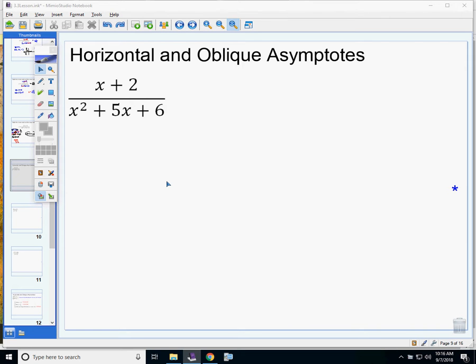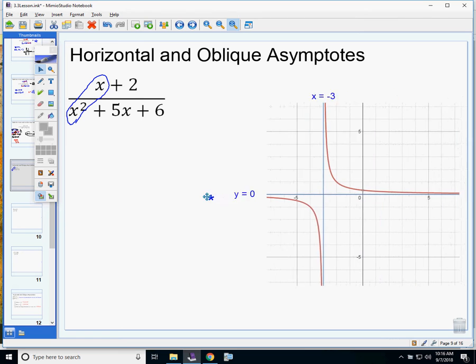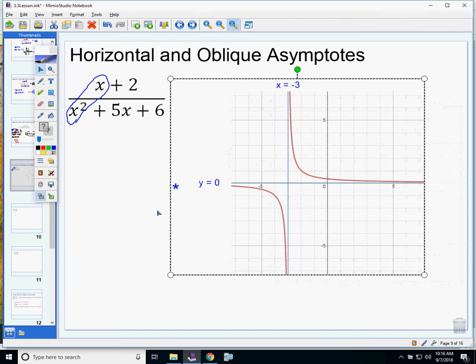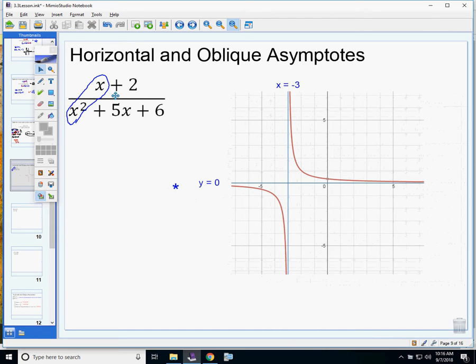To find horizontal and oblique asymptotes, we have to divide, and we usually just take the highest power from the top and the highest power from the bottom and divide them. Now, notice that this is the graph of our function here.